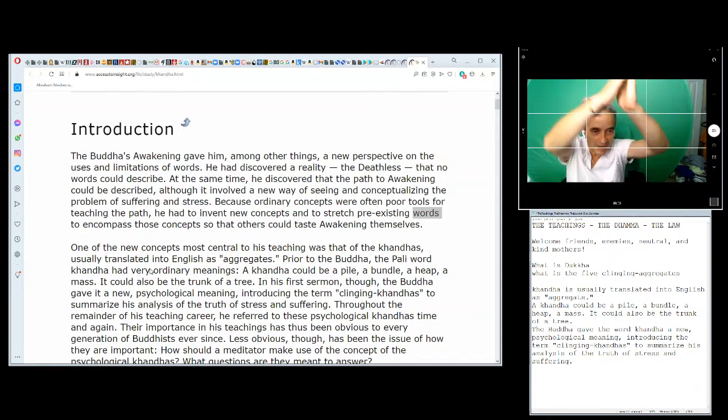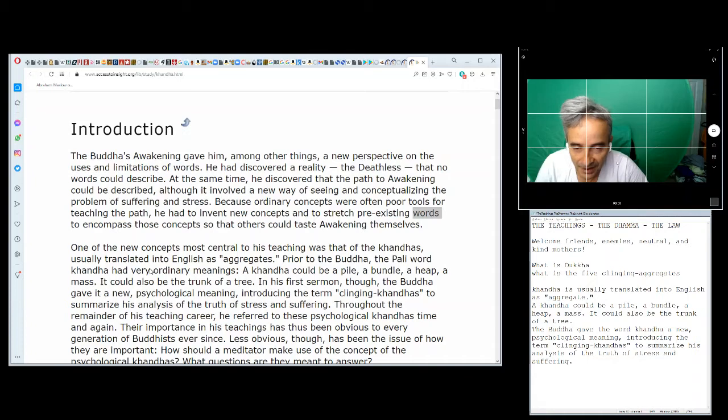Okay, so I want to wake up and think clearly. So if I can think clearly about these words, I may have a chance at tasting awakening. So in what I've noted here, let me switch over to the notepad. We need to know what dukkha is.